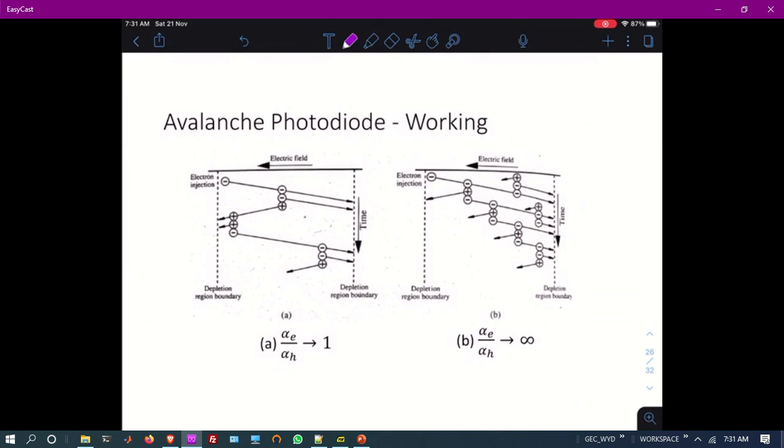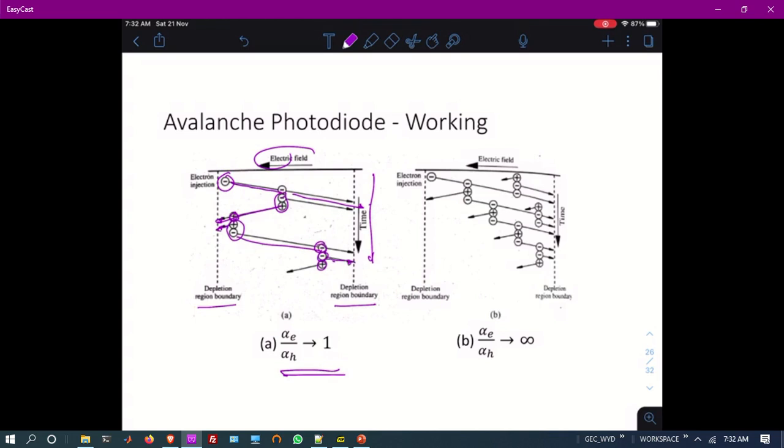So this is an illustration of how the photodiode works. There is an electric field, and this axis is time. An electron created will hit another atom, creating an electron and hole pair. The hole will move out, the electron will also move out. This is the condition in which alpha e by alpha h is equal to 1. Here the depletion region boundary is this, and the moving out can also be some kind of a combination. Now again, this hole will impact another atom, creating another electron hole pair. This hole moves out, this electron hits another atom, creating another electron hole pair, and this electron moves out.